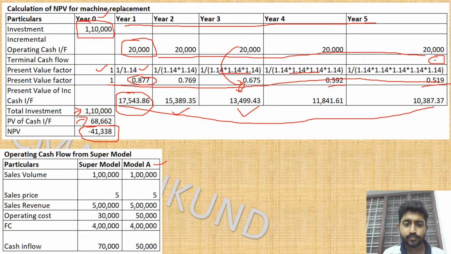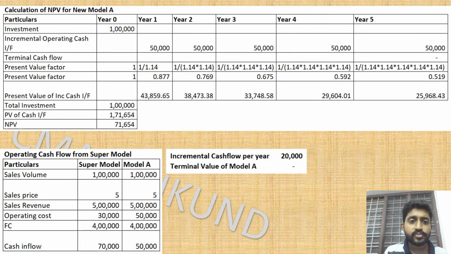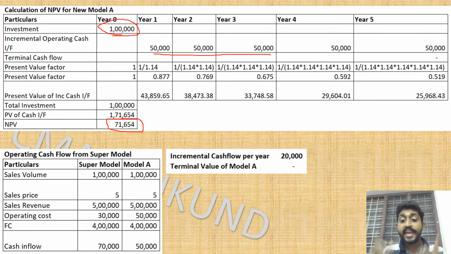Model A, what is the cash flow from model A? 50,000 is the model A cash flow. Now let's do the same NPV calculation for model A. The cost of model A is 1 lakh and 50,000 is the cash flow every year. Apply the same logic and you can find the NPV value is 71,654. NPV is positive. Yes, it is good, but we have to check what is the NPV of super model, and which NPV is high, that is the better option.